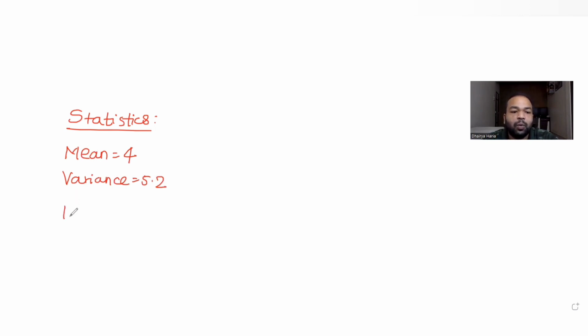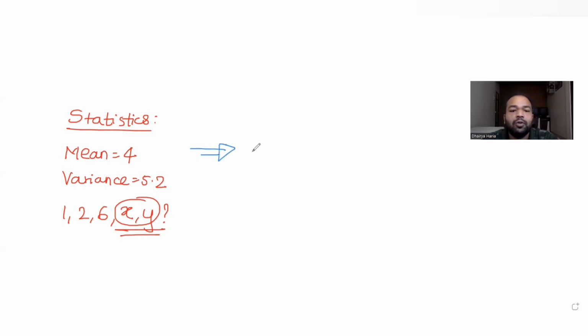Let's see today's question. It is from the topic of statistics. In this question, we have been told that the mean of 5 observations is 4 and the variance is 5.2, and that 3 of the 5 observations are 1, 2 and 6. We need to find the next 2 observations. Let's say the two observations are x and y. We need to find their values. Let's understand how to solve this question.